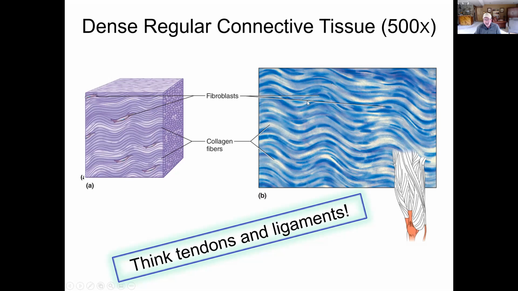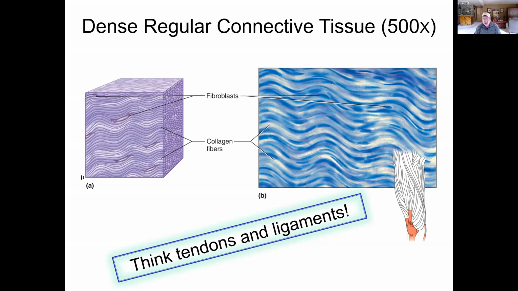And of course, the stained section here also illustrates those kind of wavy lines, kind of looks like permed hair a little bit. This is super, super, super strong. High tensile strength. Very, very strong. And of course, it's telling us to think about tendons and ligaments as to where to go to find dense, regular connective tissue. So what is the difference between a tendon and a ligament?